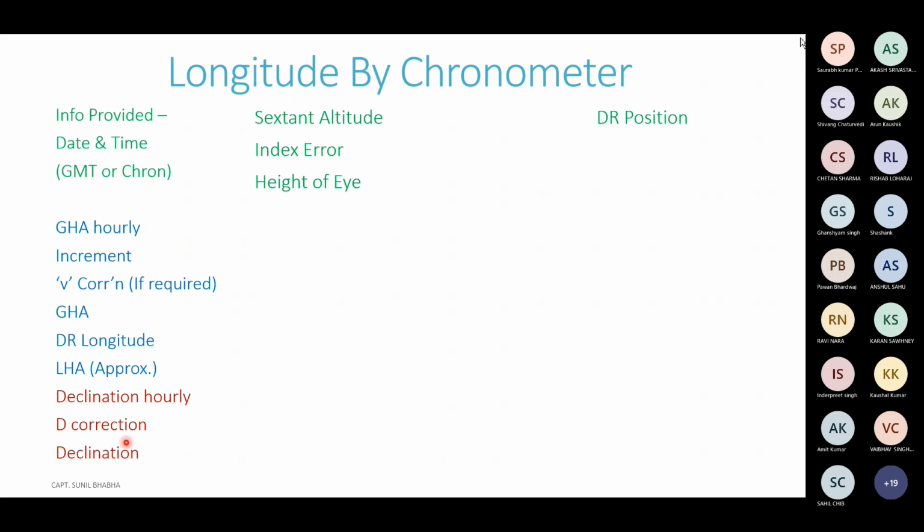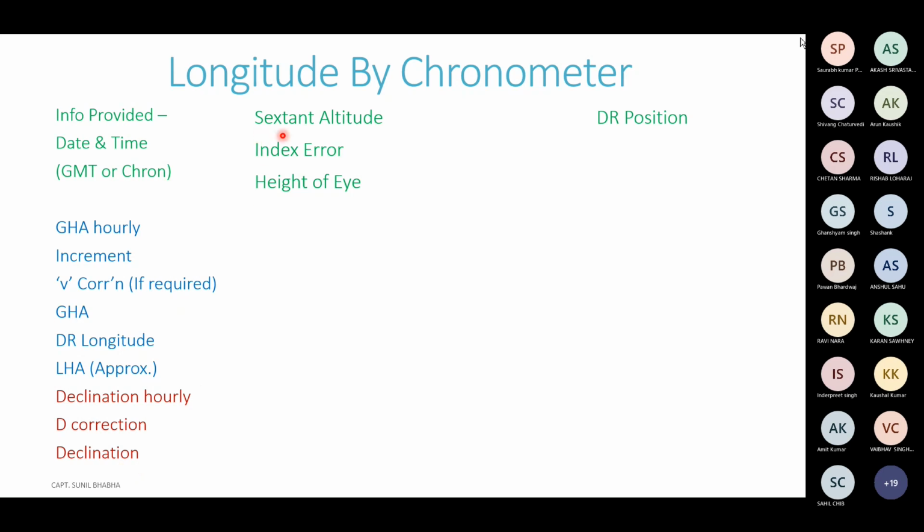And when we go into the increment table, we can find out the increment for the D correction for that particular minute which is given in the GMT. Once applied, it gives you the accurate declination of the body. So we have obtained the GHA, approximate LHA, and the declination of the body. That is step 1. Now moving on to the next step.